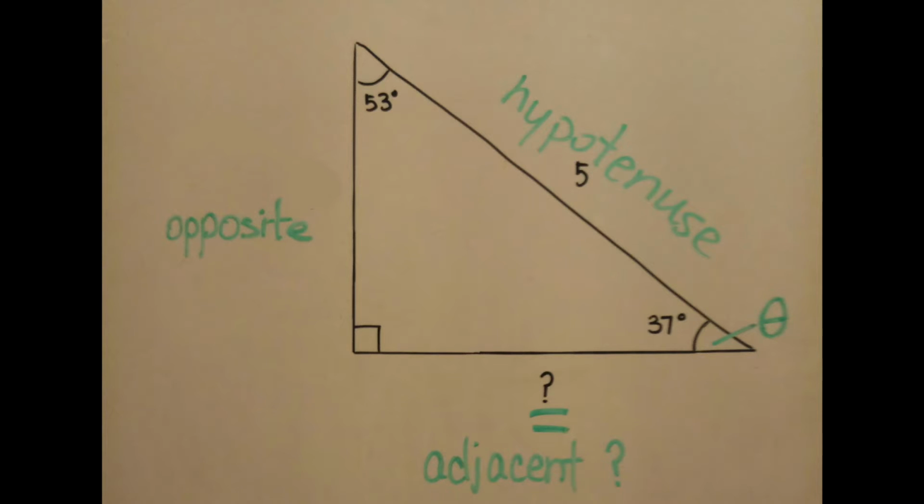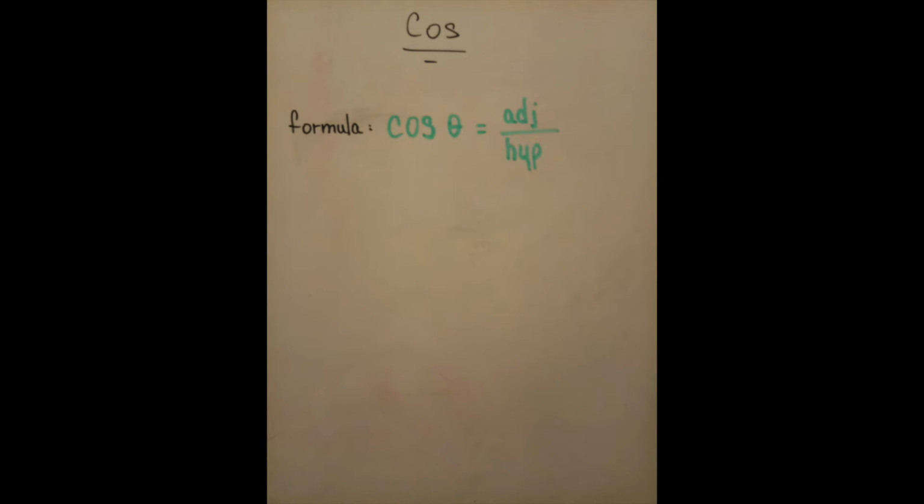Now for cos, we've been given a right triangle that has a hypotenuse of 5. The measures of the angles are 37 degrees and 53 degrees. The adjacent is still unknown. We need to calculate with cosine because we only know the hypotenuse and the angles.